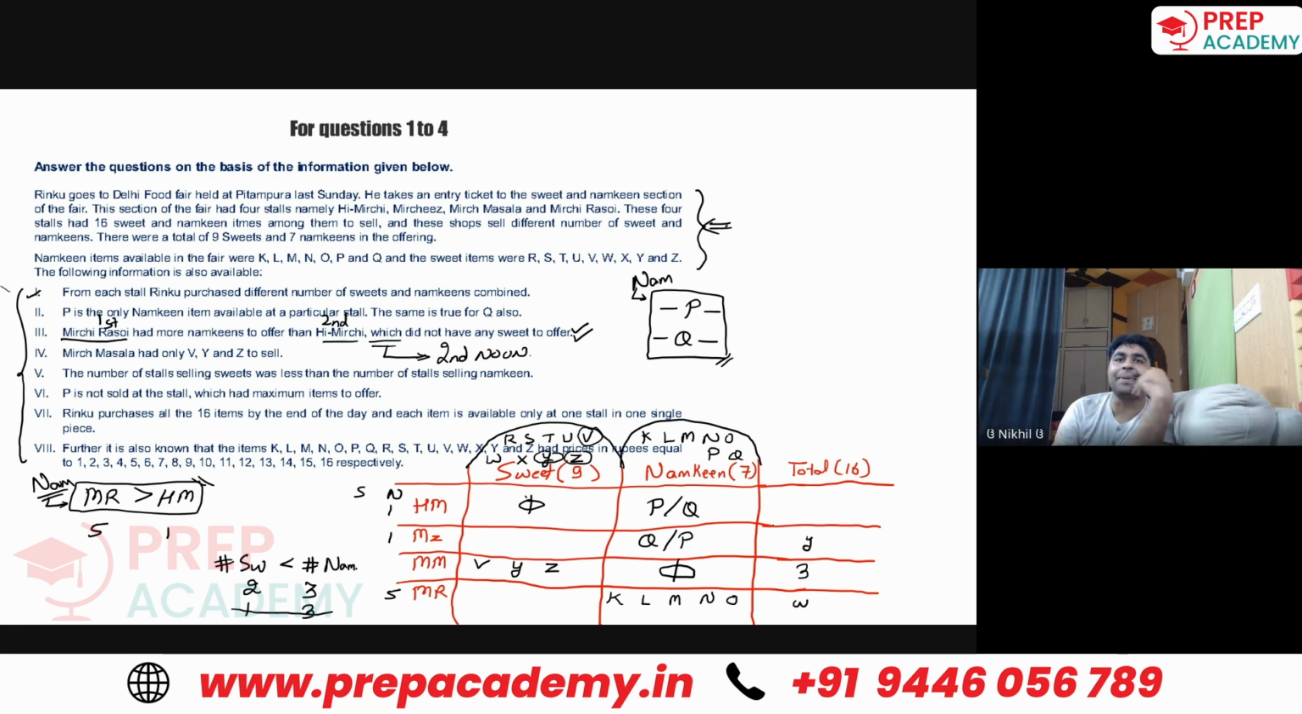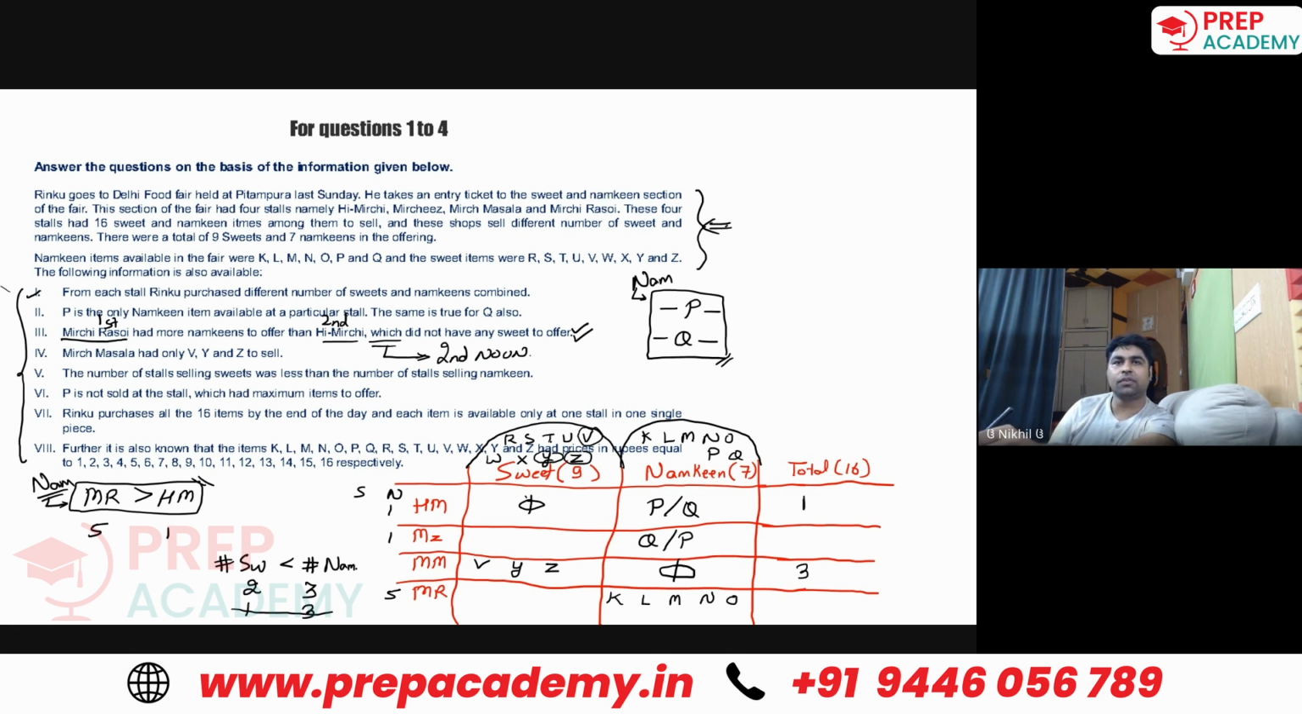Okay, because no updation has to be there. Similarly, the number of items we sold at HM will be 1. Right? Now, we are not sure about MZ and MR as of now. Now, P is not sold at the stall which had maximum items to offer. Now what is the option I have?